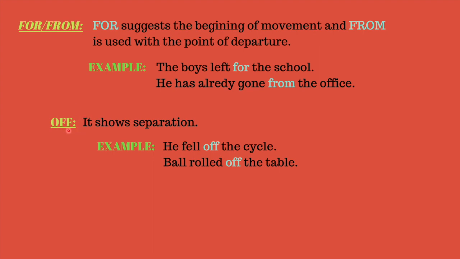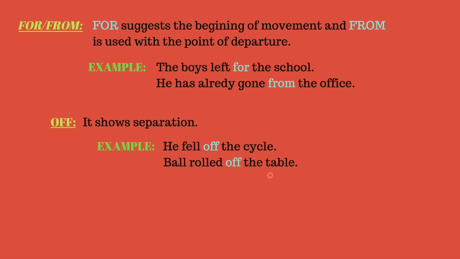Off shows separation, and when two things get separated from each other, then we use off. He fell off the cycle means the subject was in contact with the cycle, but as soon as the subject fell off the cycle, he got separated from it. So it is showing separation between two things, a person and an object. He fell off the cycle.